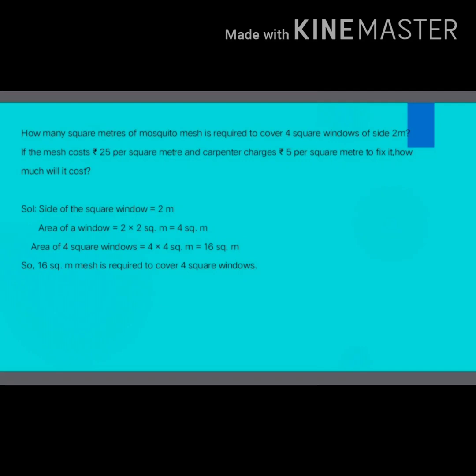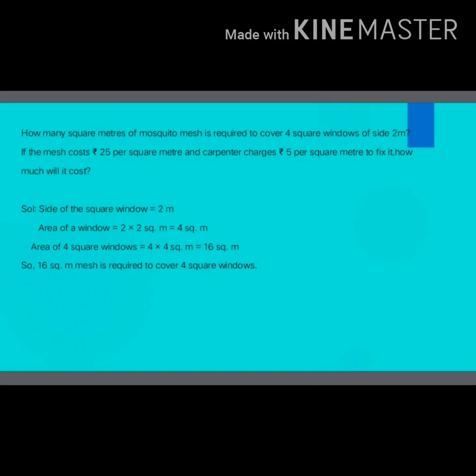Now we know that the charges of the carpenter is rupees 5 per square meter. That means the carpenter is going to charge rupees 5 for fixing up 1 square meter of mesh, and the mesh costs rupees 25 per square meter. So total charges is 30. Now ultimately I am going to multiply.